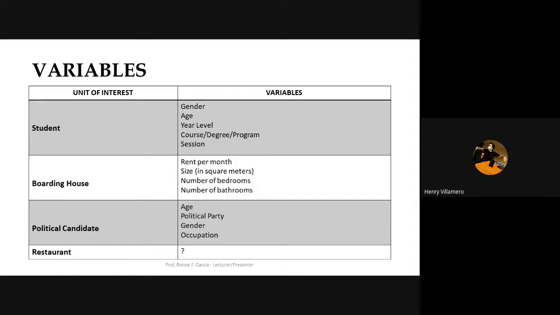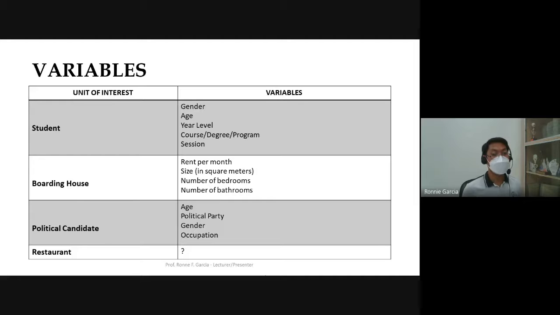Interior design sa restaurant. Naay mga restaurant nga daghag mga bulak, daghag tanom, outdoor ang design, ang uban kay closed door and then aircon. So that can be part. Imo lang i-classify, specify what are those designs. So okay. I think you have a lot of answers.